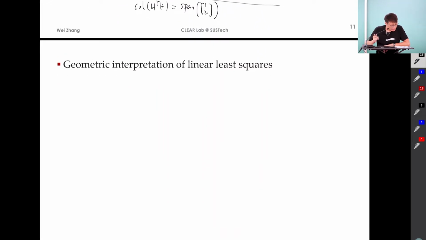Okay, so let's talk about the geometric interpretation of the least square problem.